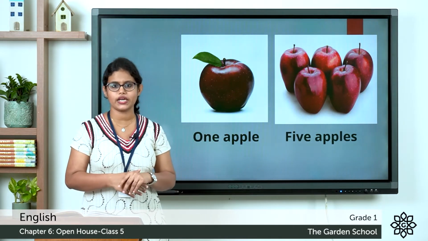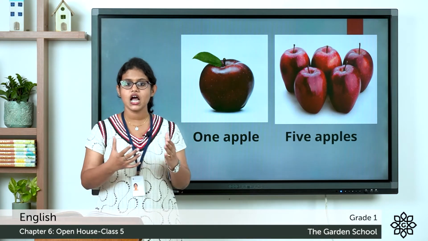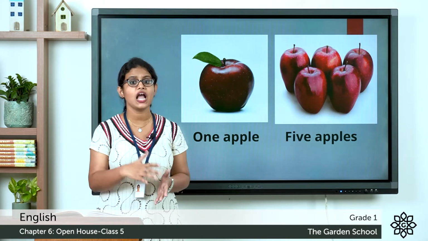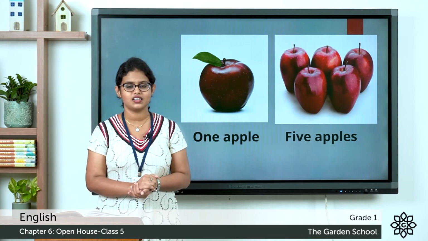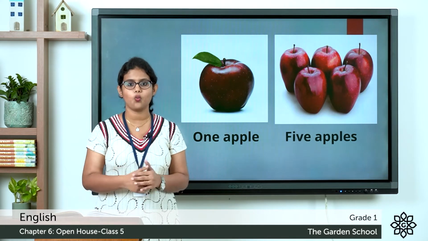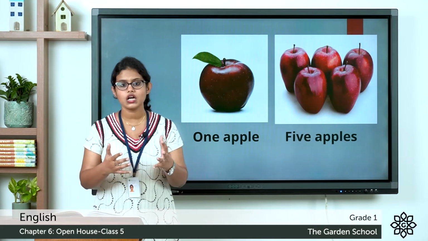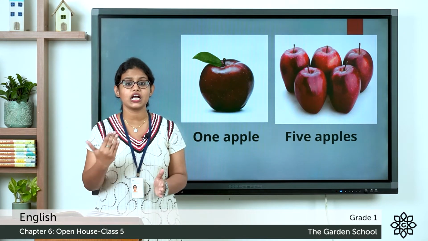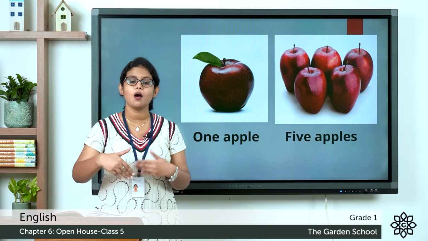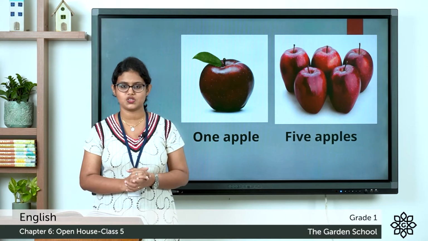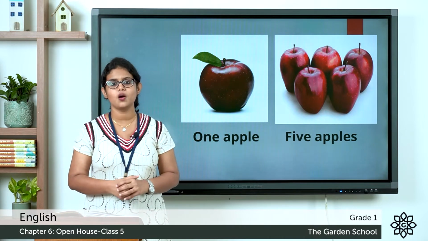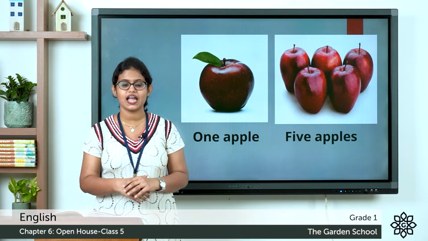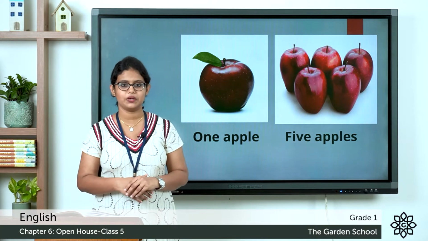So there are many more examples like house. It means just 1. If I say houses, it means more than 1. What about cup? It means just 1 cup. And if I say cups, it means more than 1 cup. So, when we have more than one thing, we add S at the end of the naming word.